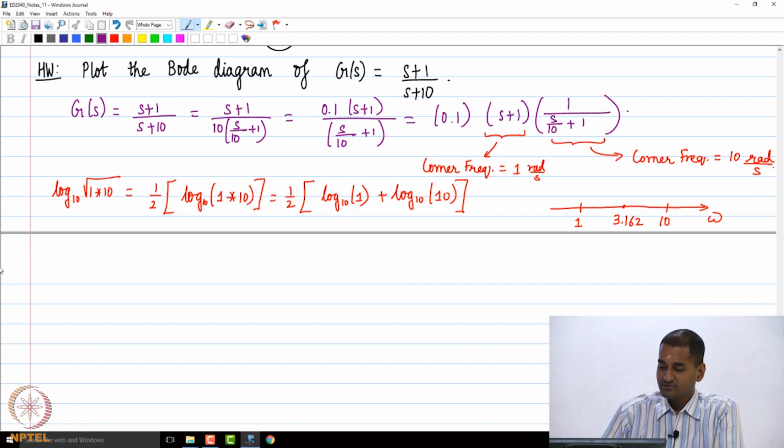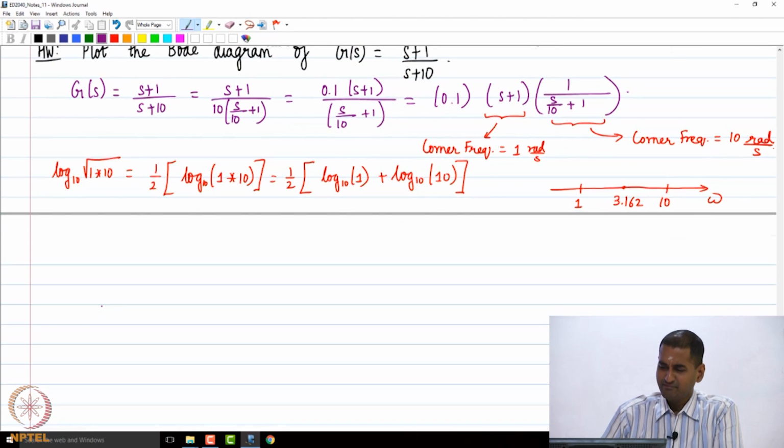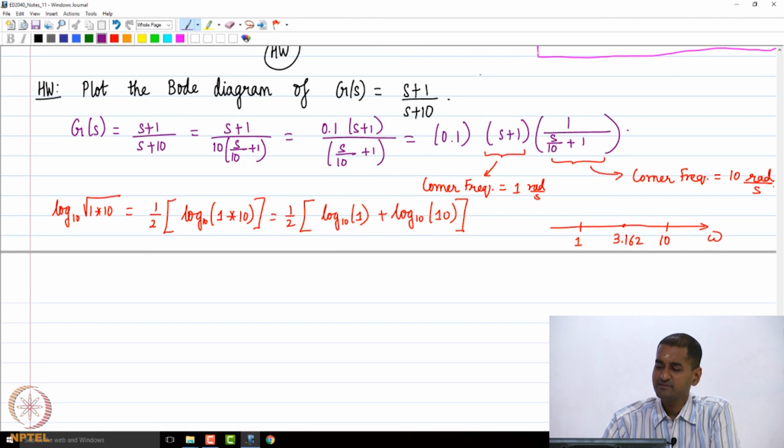Okay. So that's what you have. But then you can also make some general observations, right? What are the values of n and m? It's essentially 1 and 1. So, is this a minimum phase transfer function?